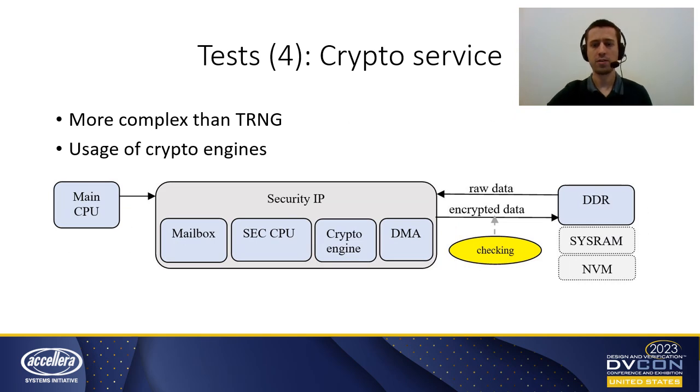Crypto service is actually a request from the CPU to encrypt data. So it's a bit more complicated than TRNG. It starts the same: the main CPU sends instructions to the security unit, but it doesn't send data. The security unit needs to obtain data itself using DMA. It accesses DDR or some other memory, takes raw data, encrypts it, and writes it back. And we need to check that this procedure is executed correctly.